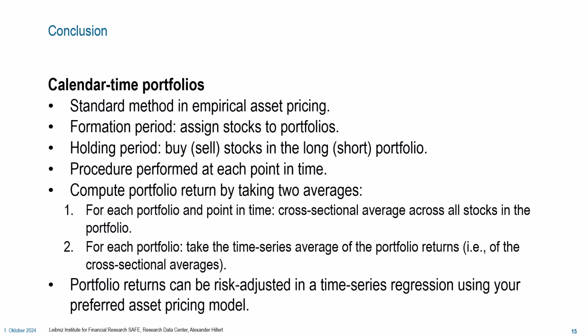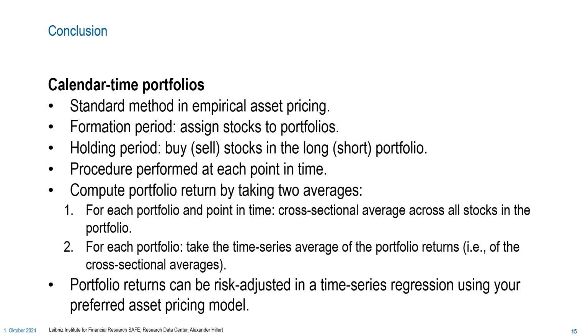Then we can decide how we would like to compute the average cross-sectional return. Would we like to have, at each point in time and for each portfolio, a value-weighted return or an equal-weighted return? However, what they have in common is that within each portfolio and within each point in time, I take the cross-sectional average across the returns of all stocks in the portfolio. And then when we've done that, we have a pure time series for each portfolio, and then we take the time series average of portfolio returns. That is, we take the time series average of the cross-sectional return averages.